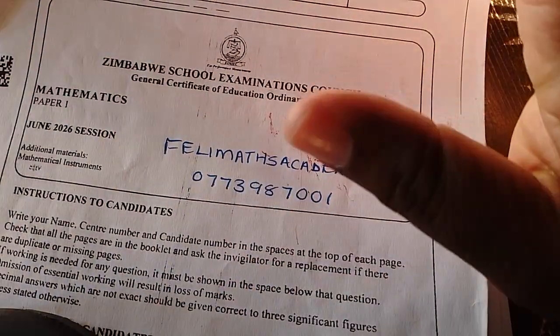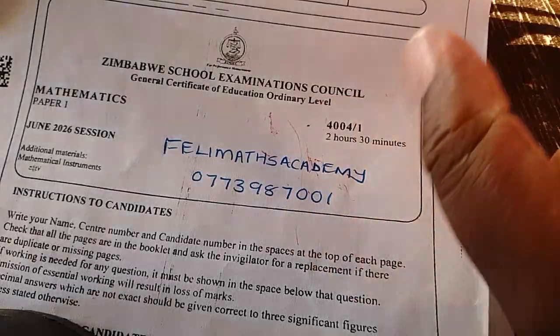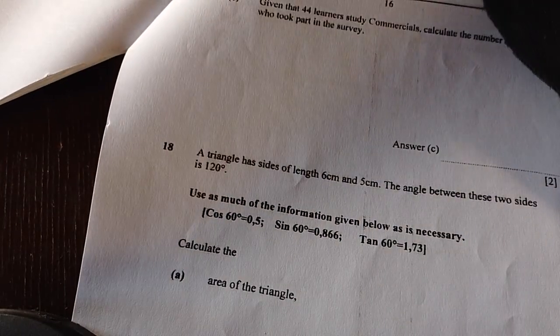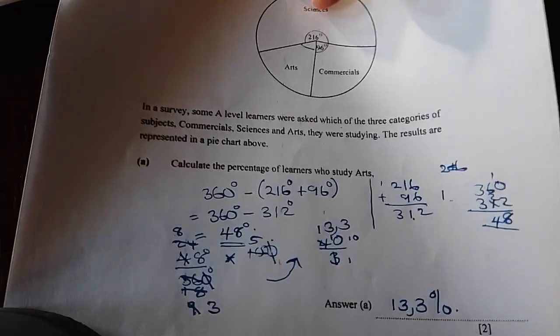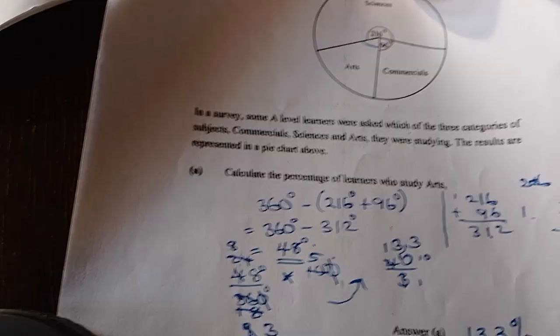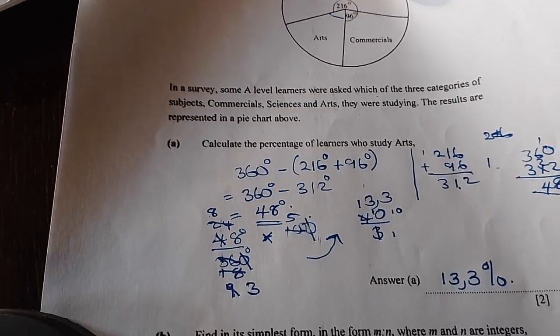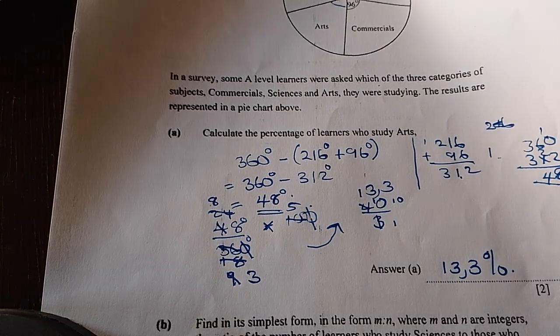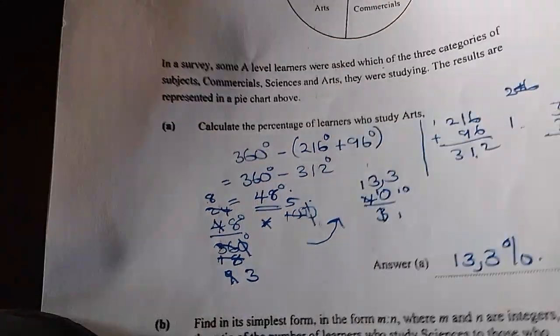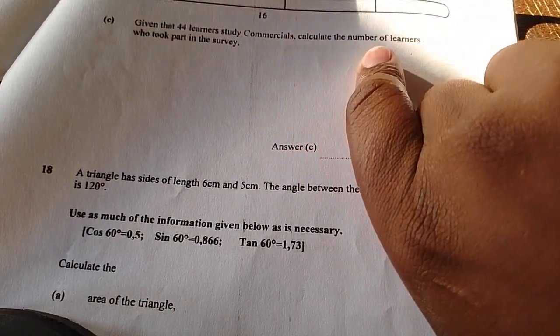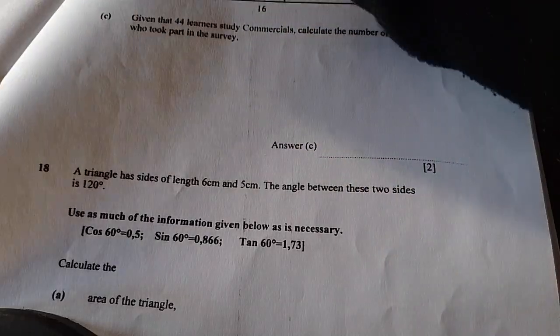I'm here with June 2026 paper 1 continuation. I left my presentation on number 17. I remember I didn't do part C. So for my part C: given that 44 learners study commercials, calculate the number of learners who took part in the survey.